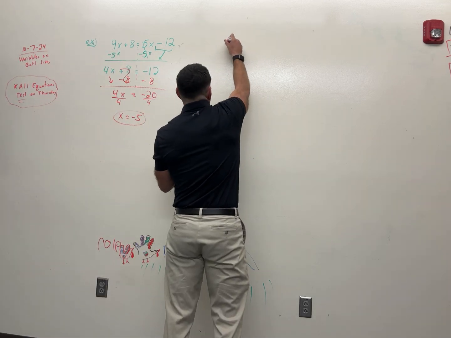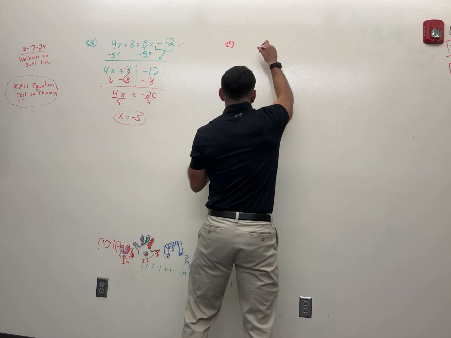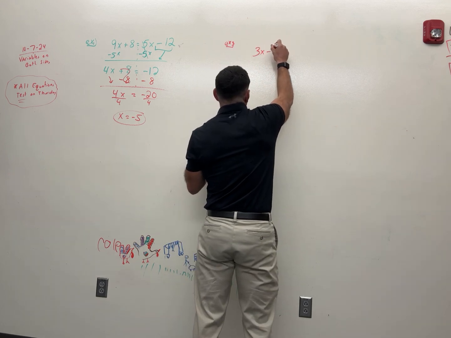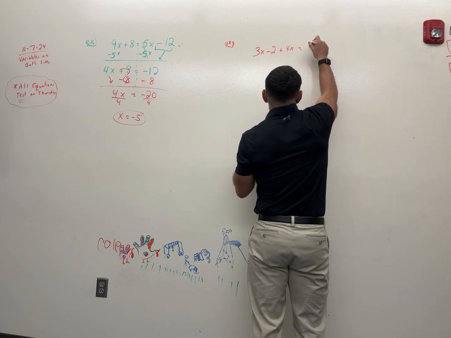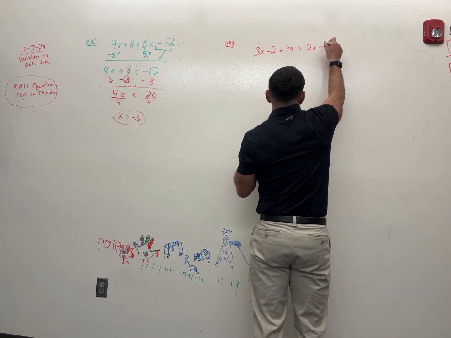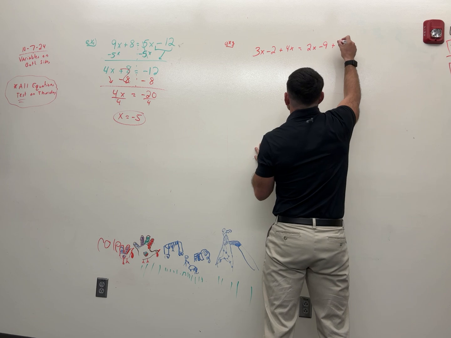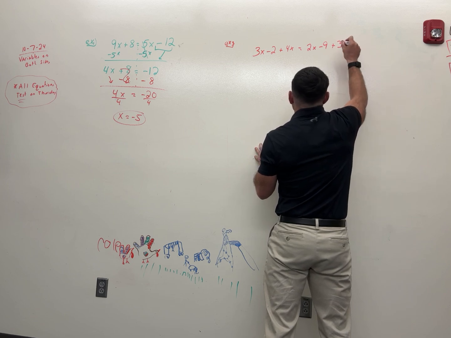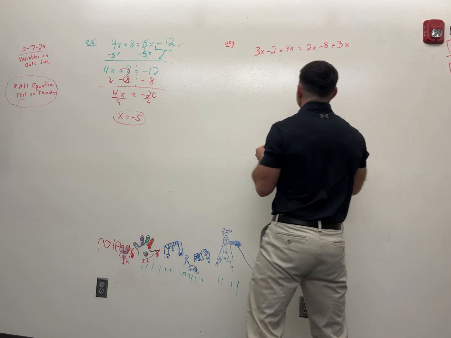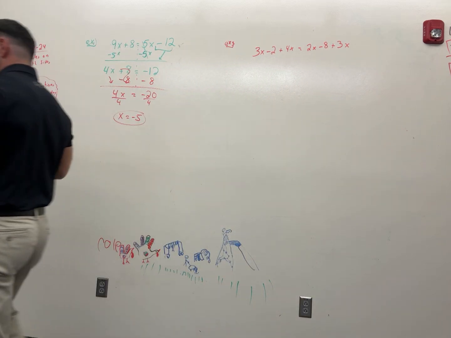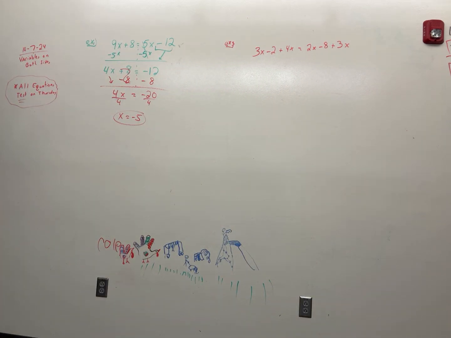Here we go. So here's example 3. 3x minus 2 plus 4x equals 2x minus 9 plus 3x. Actually, let's make that a minus. Okay, here we go. No distributing.